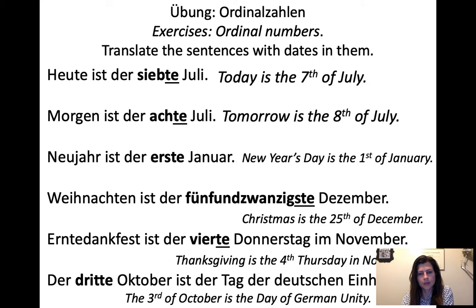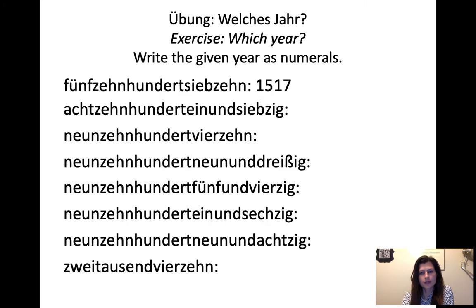Der 3. Oktober ist der Tag der deutschen Einheit. The 3rd of October is the Day of German Unity, which refers to 1990, when Germany was officially reunified. The wall fell in 89, and then official reunification happened in 1990, so that's why the 3rd of October is the Day of German Unity, and all the grocery stores are closed.